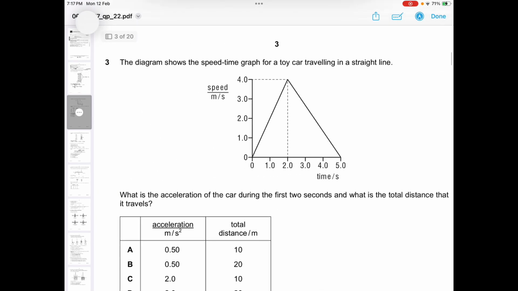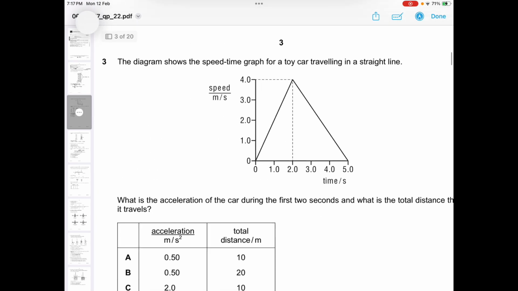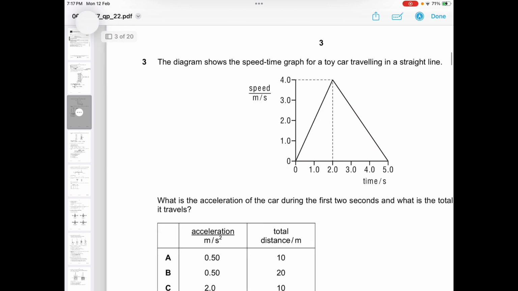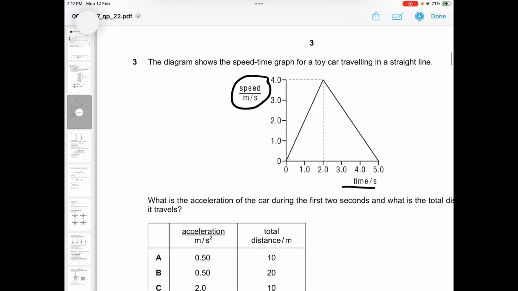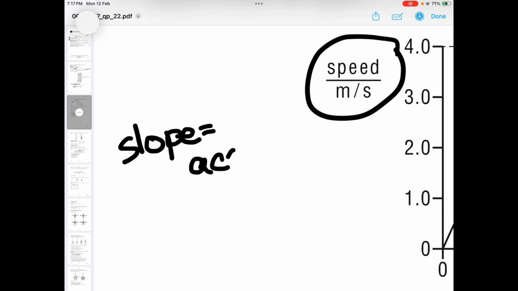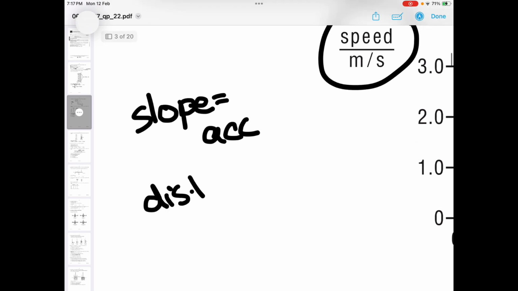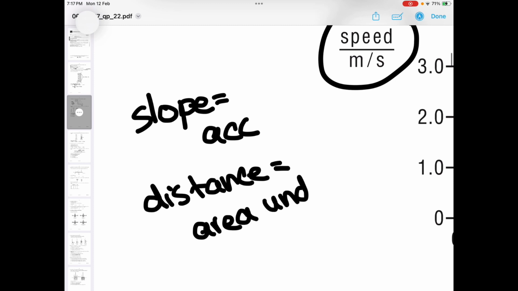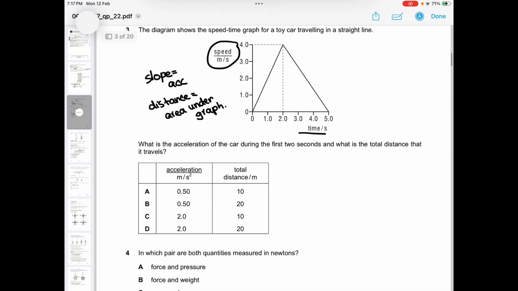3. The diagram shows the speed-time graph for a toy car traveling in a straight line. When I see a speed-time graph, I immediately go next to the graph and write: slope or gradient is equal to acceleration, and distance is the area under the graph. Okay, let's see what he wants. What is the acceleration of the car during the first 2 seconds, and what is the total distance traveled?